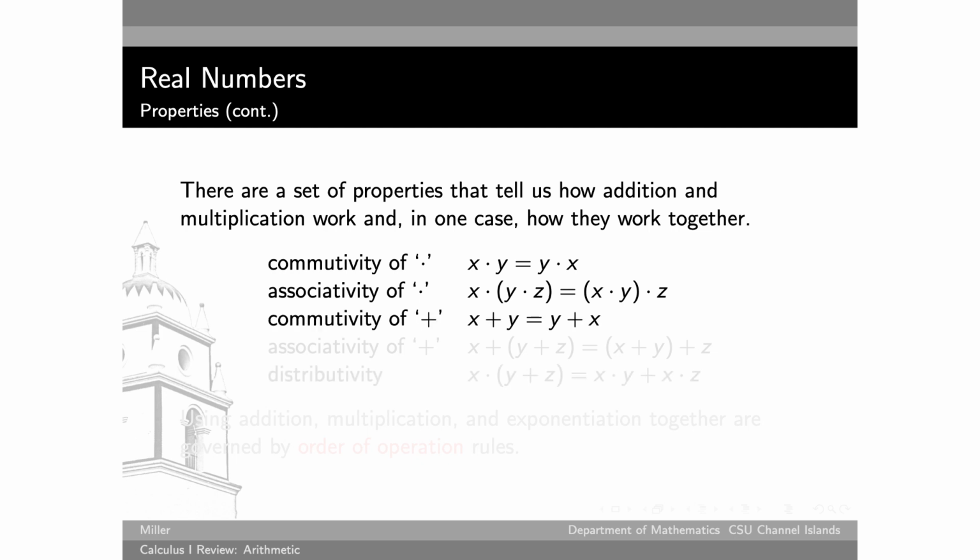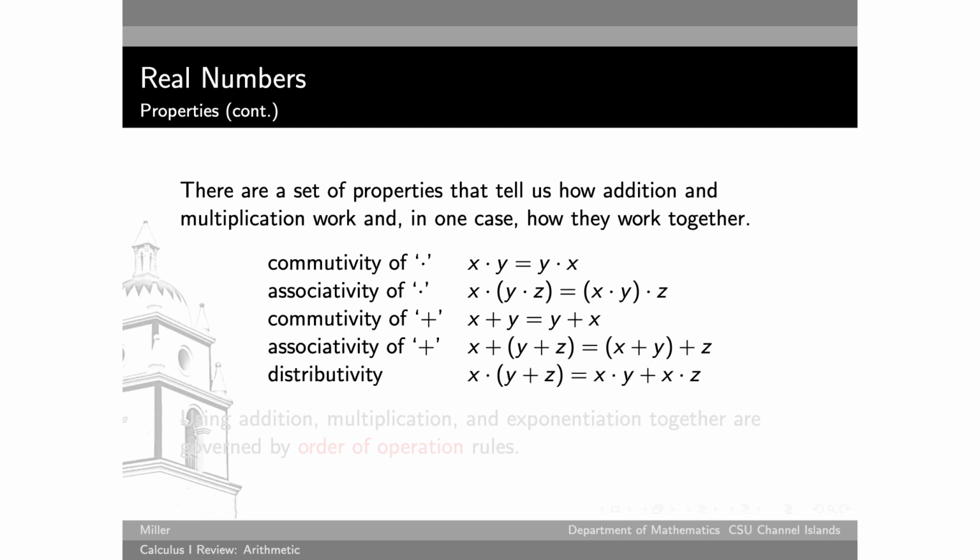Commutativity of addition. If you have two numbers and add them, it doesn't matter what order you add them in, you'll always get the same number. Associativity of addition. If you have three numbers and you add them, it doesn't matter what number or what order you add them in, you'll always get the same number. And distributivity tells us how multiplication and addition work together. This is often described as multiplying across addition.